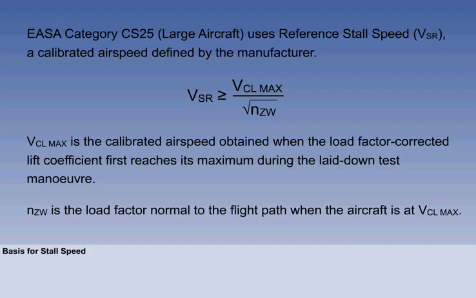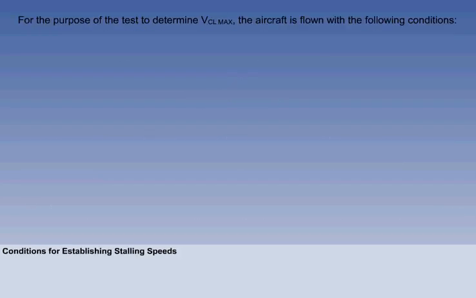NZW is the load factor normal to the flight path when the aircraft is at VCL max. For an aircraft without a stick pusher, the speed at which it reaches its CL max at 1G, in other words its 1G stalling speed, can be considered to be its VSR.